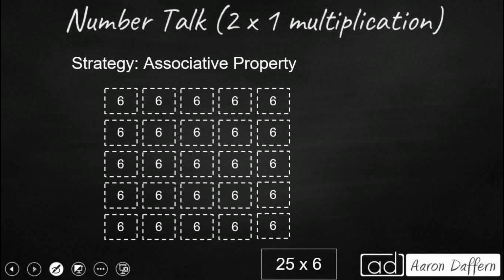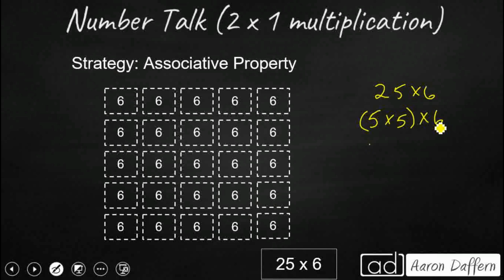We can also use the associative property. So the associative property is the grouping property. So what we have here is we've got 25 times 6. What I'm going to do is I'm going to say, you know what, let's break up this 25 into prime factors. Let's do 5 times 5. So I've got 5 times 5 times 6. The associative property works when you have 3 or more factors. If you use it with addition, you need 3 or more addends.